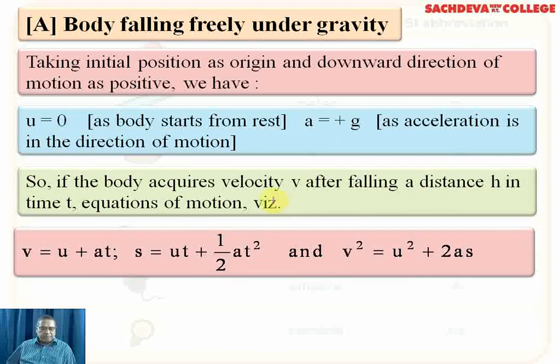motion will be, first equation is v is equal to u plus at, but because the body is coming down, it can be written as v equals u plus gt. Similarly, s is equal to ut plus half at square. Because the body is coming down, a will be replaced by g and the equation becomes s equals ut plus half gt square. Similarly, v square is equal to u square plus 2as, but being the body is coming down, falling freely under gravity, a can be replaced by g and the equation can be written as v square is equal to u square plus 2gs.